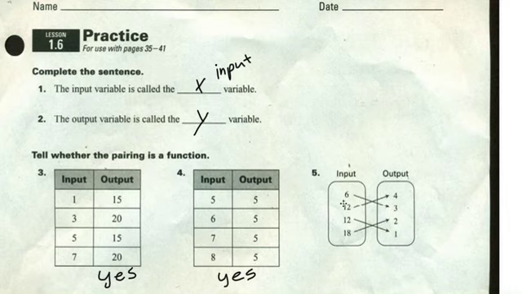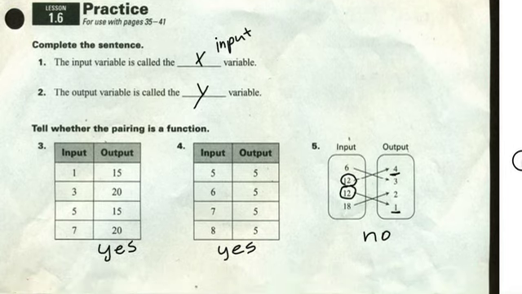Okay, number 5. We notice that we have the same x input here, but it gives us two different y outputs. So we know that would not make a function. Somewhere on the graph of this, there would be a vertical line.